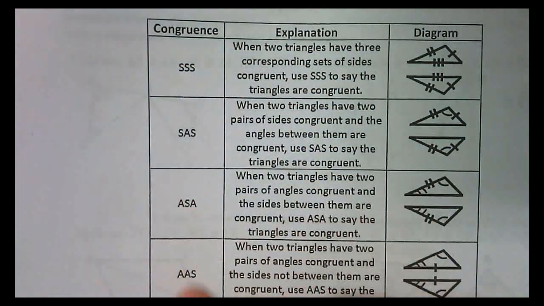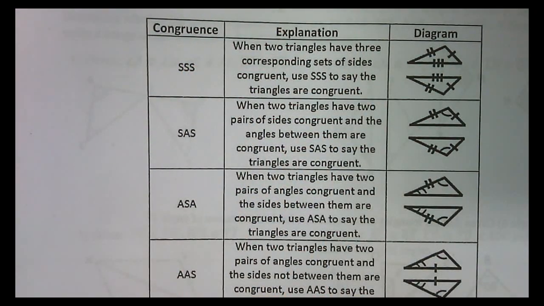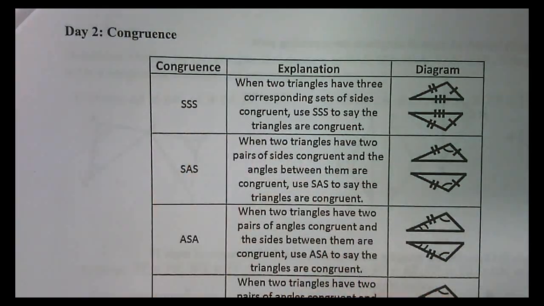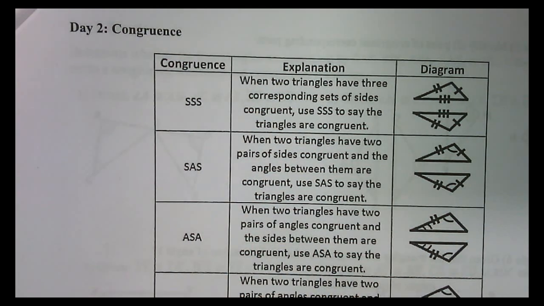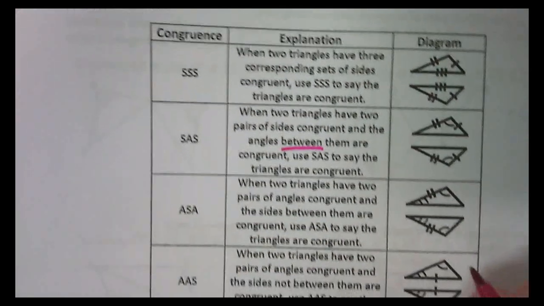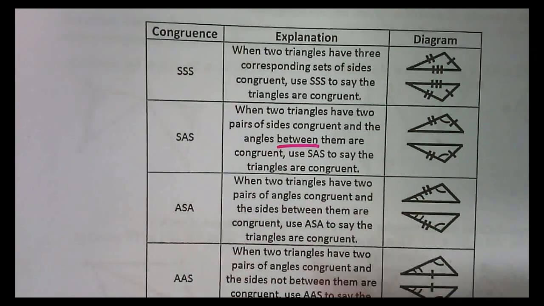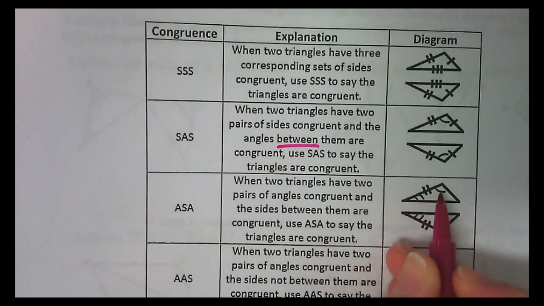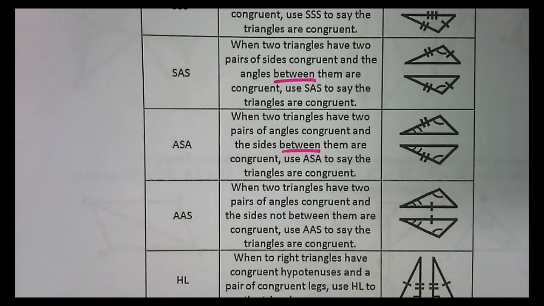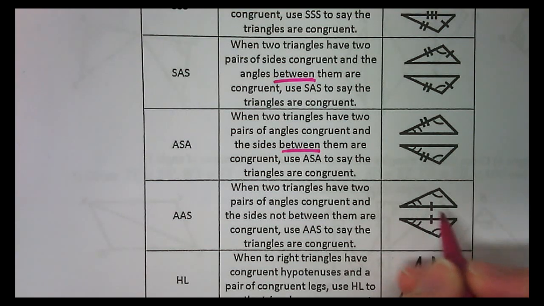Okay, we have 5 congruency methods here. Side, side, side is 3 sides. Side, angle, side is 2 sides and the angle between them. Angle, side, angle is when we have 2 angles and the side between them. Angle, angle, side is when we have 2 angles and the side that's not between them.